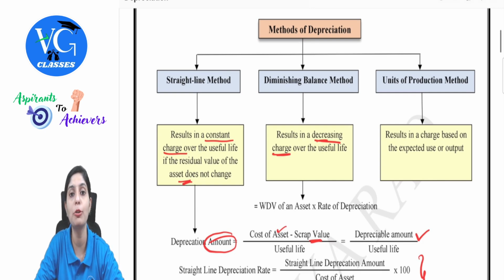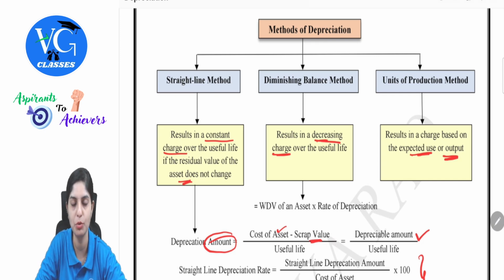Next is units of production method. This depends on the number of units we produce. So this results in a charge based on the expected use or output. It purely depends on the usage of assets and not on whether the asset is put to use or not.